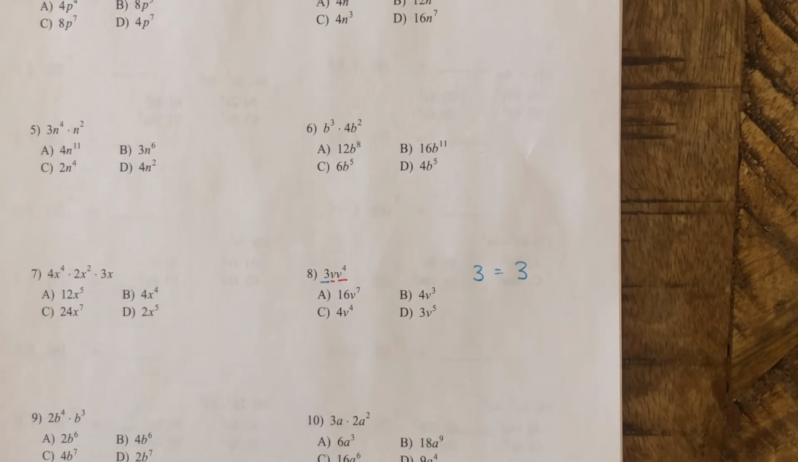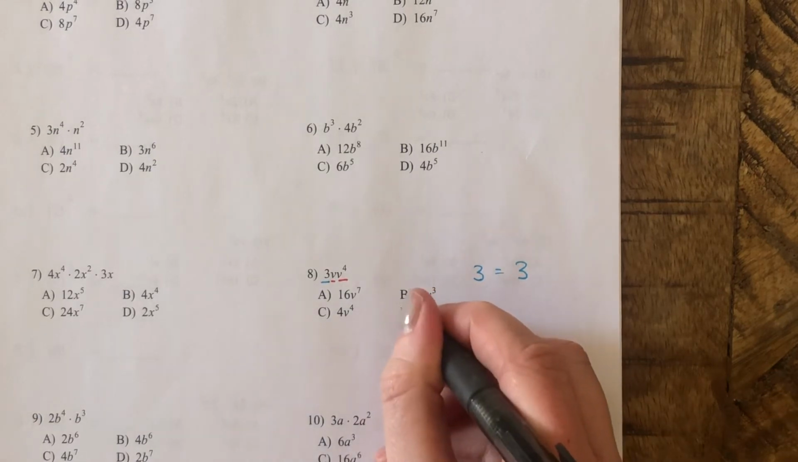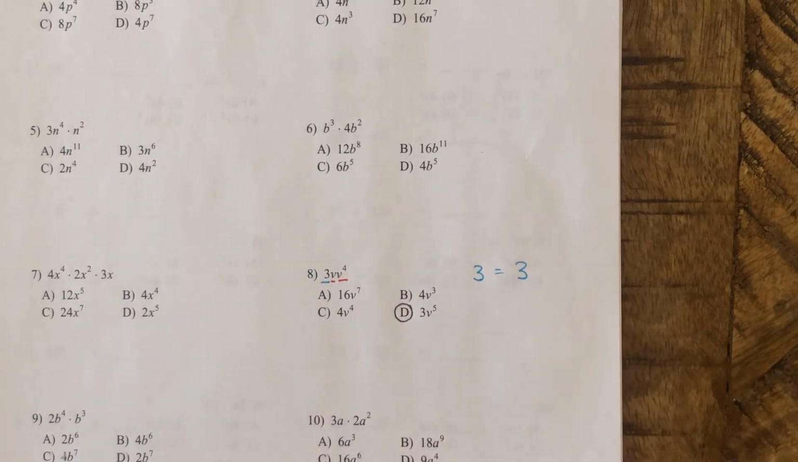Because this is multiple choice, we could actually stop here and see that this says 16, this says 4, 4, and 3. And because 3 is the only number, that means D is the only answer option that will work. But let's go ahead and see why.